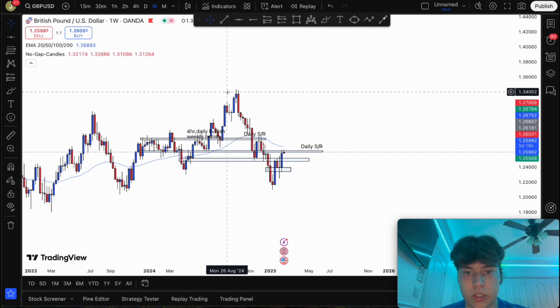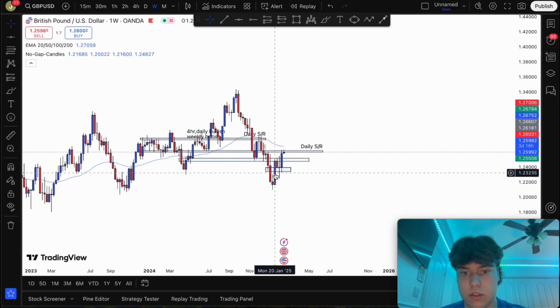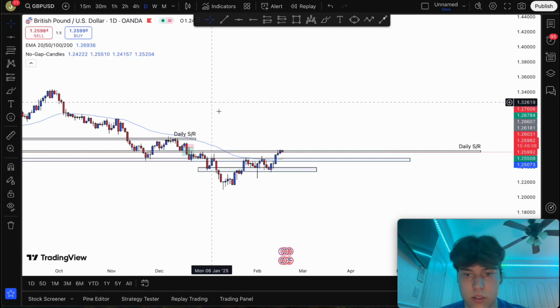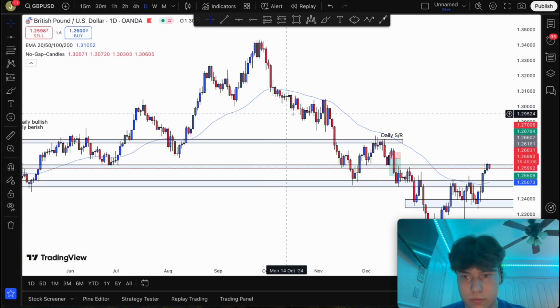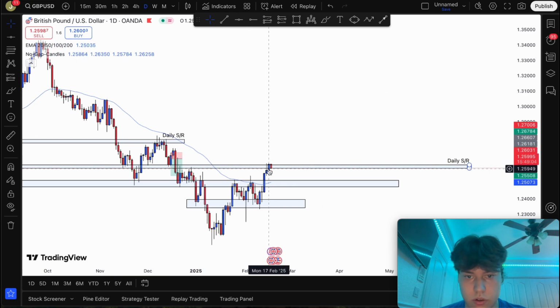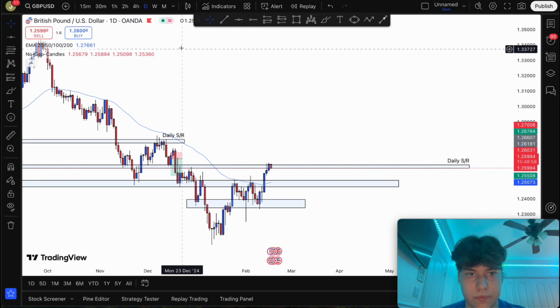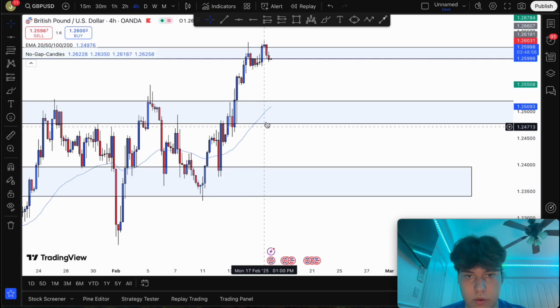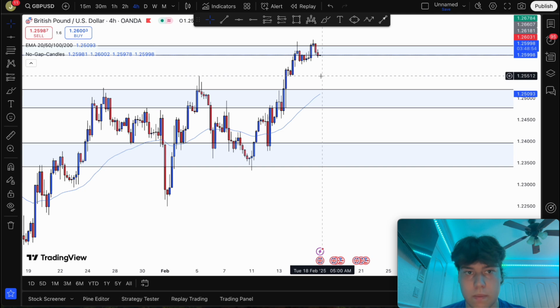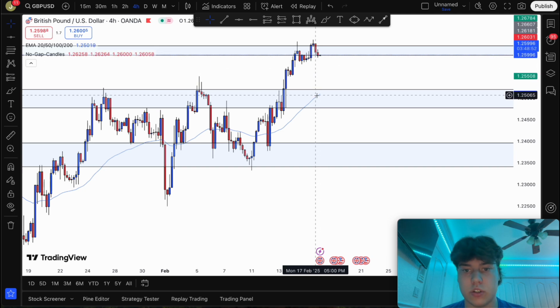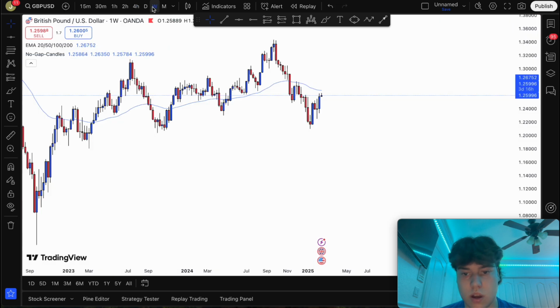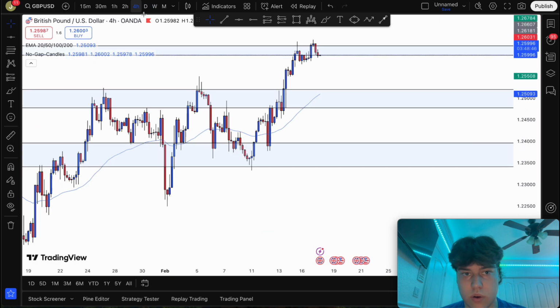GBP USD on the weekly, we are bearish. This is our lower high. This is our lower low. On the daily, we are bullish. This is our current higher high and our higher low. We just shifted structure. On the 4-hour, we are bullish, but it most likely will turn bearish to reach our area of interest.